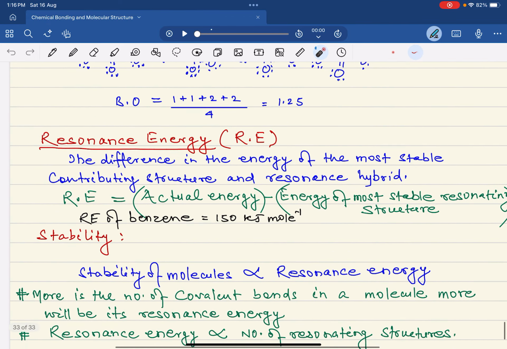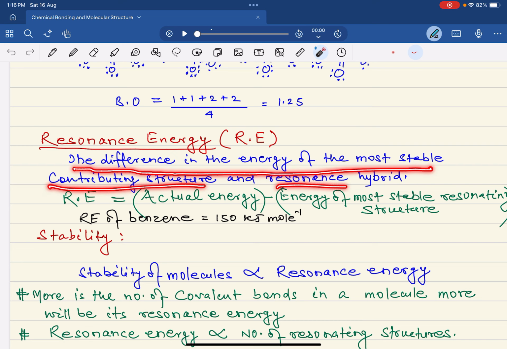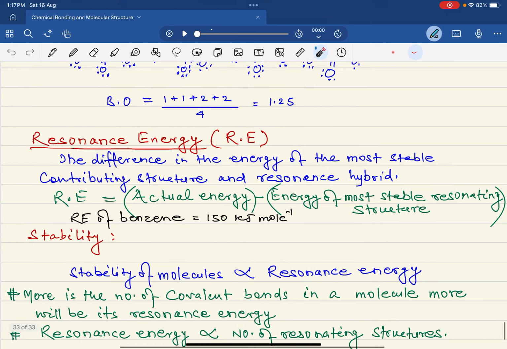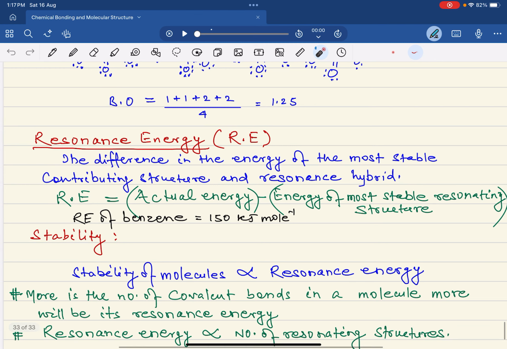Then resonance energy, again very important. Resonance energy is basically the difference in the energy of the most stable contributing structure and the resonance hybrid. So, resonance energy mathematically is actual energy minus energy of the most stable resonating structure. The resonance energy of benzene is 150 kilojoules per mole.